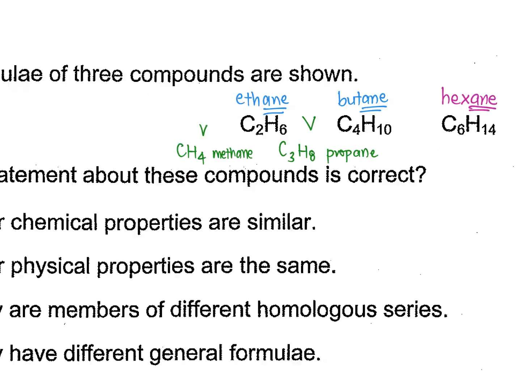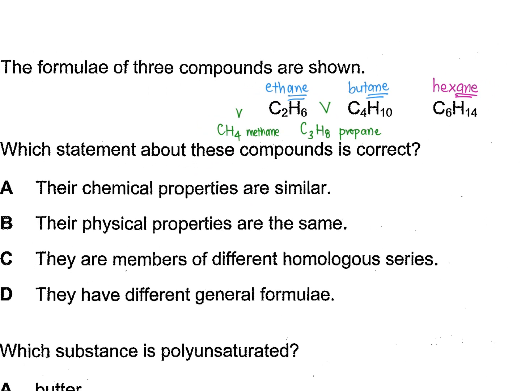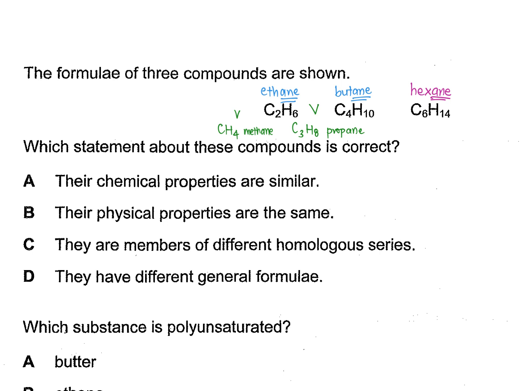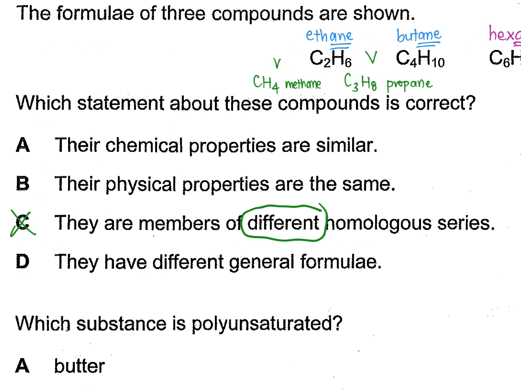Okay, so from here, you can see that they all belong to the same homologous series, right? So the first one to eliminate is actually C, because it states that they all belong to different homologous series, which is not correct. Do they have the same physical property? You all know what is physical property? Give me examples. So you got boiling point, melting point, solubility, right? Does your methane, ethane, propane all have exactly the same melting and boiling point? No. So this one cannot be the answer. Why do you all choose this? So many of you chose this.